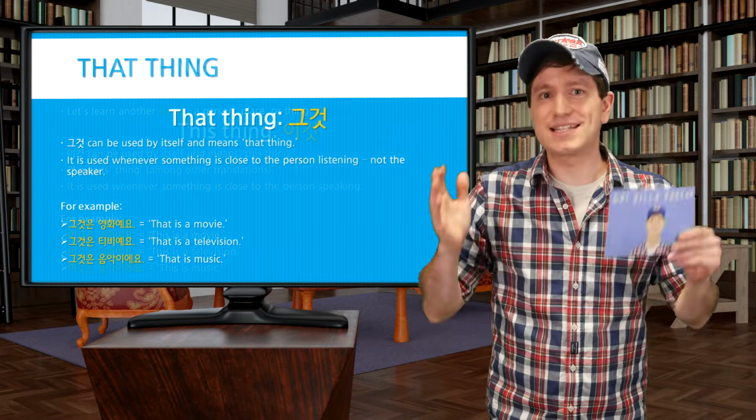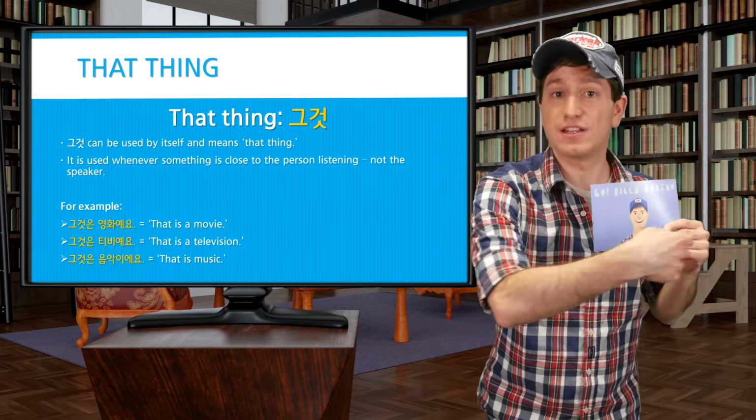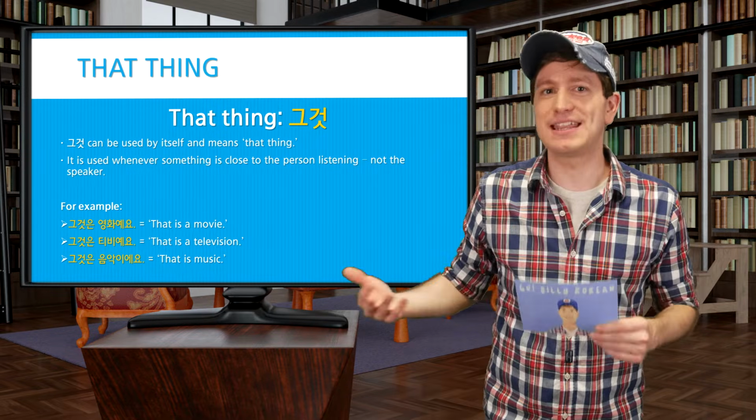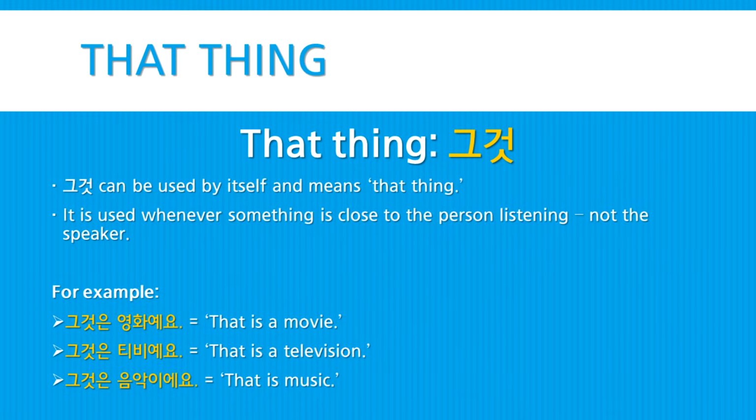The next word is 그것, using 그 from before meaning that, something close to the listener, and 것 meaning thing, and it means that thing that's close to the listener. So here are some examples of 그것. 그것은 영화예요. That thing or just that is a movie. 그것은 TV예요. That equals or that is a television. 그것은 음악이에요. That thing or that is music.